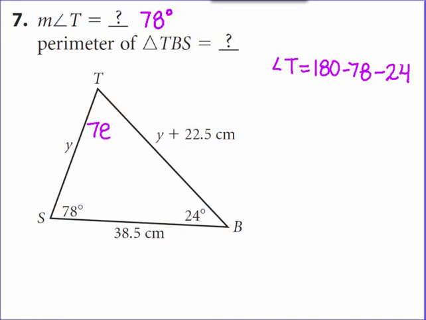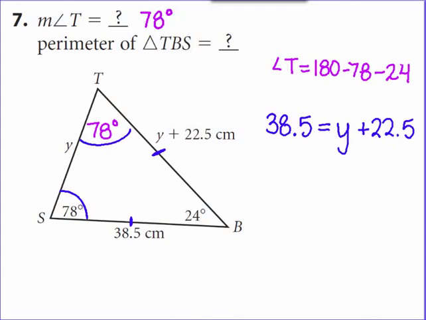So in looking at this, now what I need to do is find the perimeter of triangle TBS. So let's think. We've learned about isosceles triangles, right? And in looking at this, I've got two base angles that are congruent. If these are congruent, what two sides will be the same? The opposite sides. This is one of them, and what else? This one. So really what that tells me is that 38.5 equals Y plus 22.5. Okay, those are both the same, so those sides are the same.